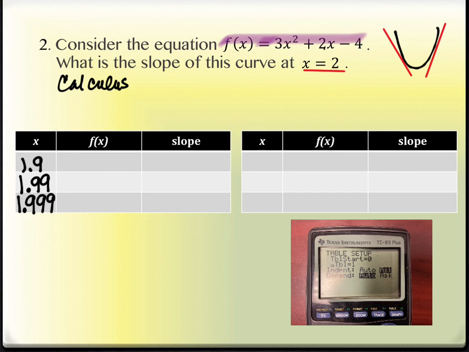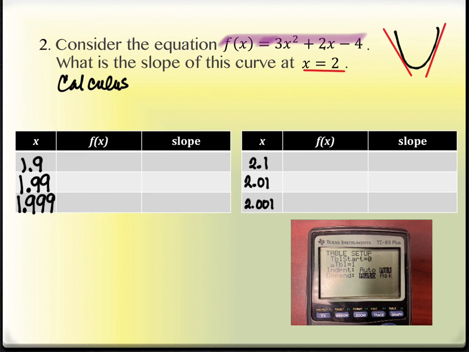So first I just want to generate the x values and see that they make sense. Those x values are getting closer and closer to 2, right? But they're all smaller. My right-hand table, I'm going to do the same thing but from the bigger side of 2. So I'm going to do 2.1, 2.01, and 2.001. Again, all close to 2, and getting closer as we go down the table, and all bigger. Okay, does everybody understand why those points are chosen?